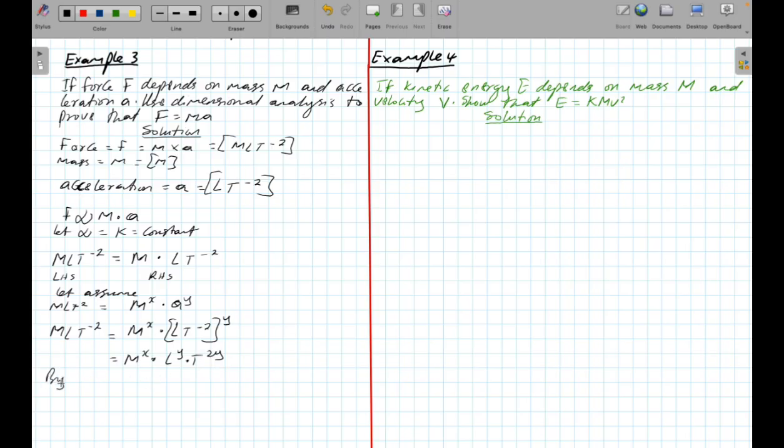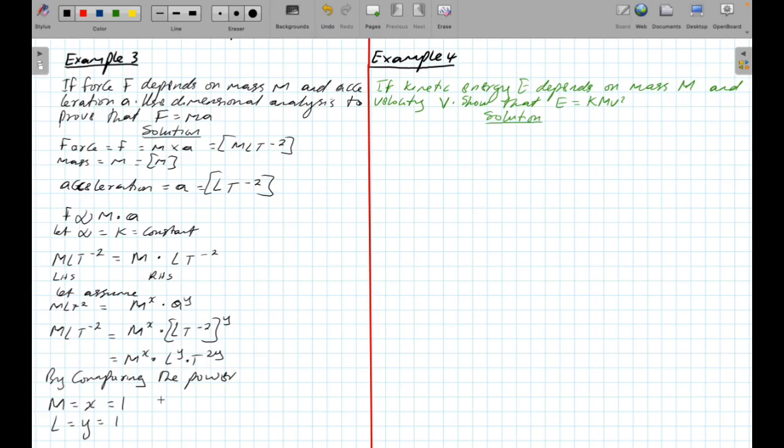By comparing the powers, or the exponents, on the right hand side and the left hand side, the power for m, which is x, will be equal to 1 because m has a power of 1 on the left hand side. Now the power of l on the left hand side, which is equal to y, is 1.